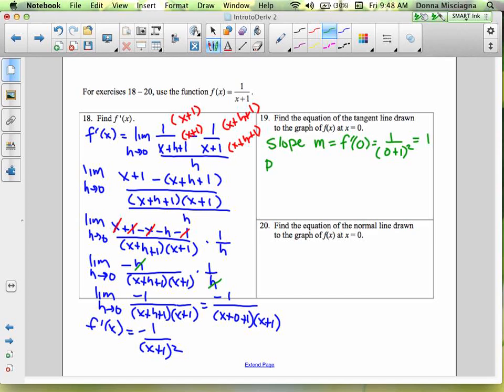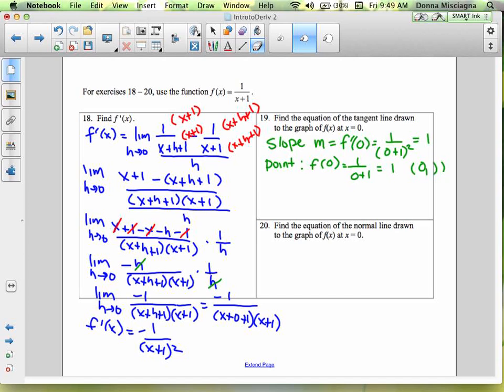The point, we plug into the original equation. So that's going to be f of 0, which is 1 over 0 plus 1. Well, that's 1, too. So the point here is 0, 1. And you know, let me fix that. There's no reason to even use point slope because we have the y-intercept. So why not just put it into slope-intercept form? So y equals x plus 1. There we go. There's the equation of the tangent line at x equals 0.